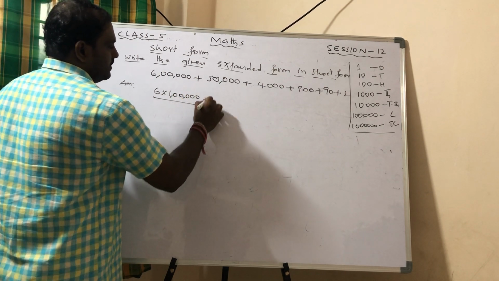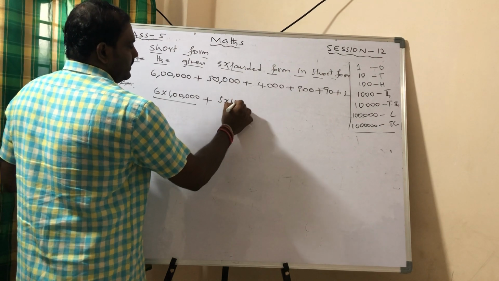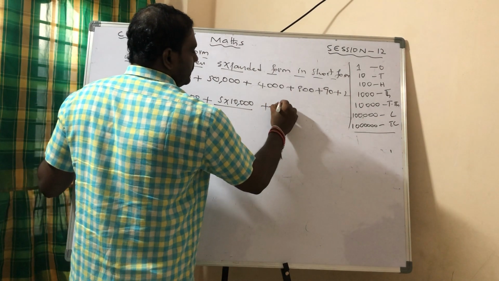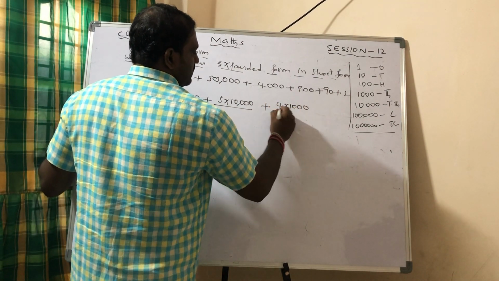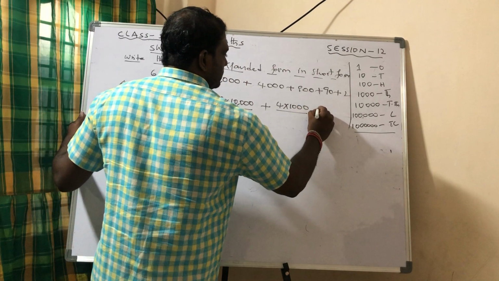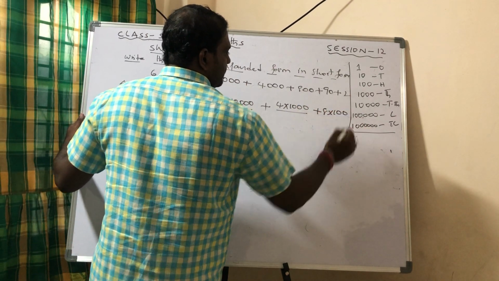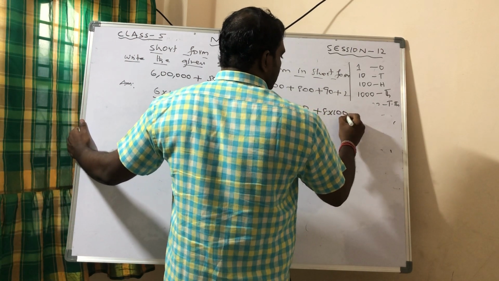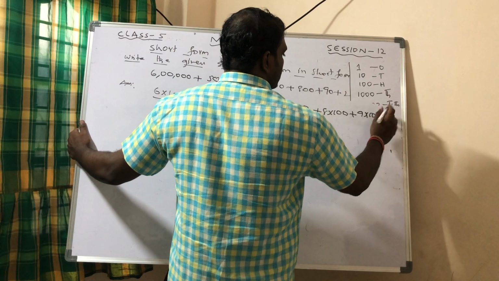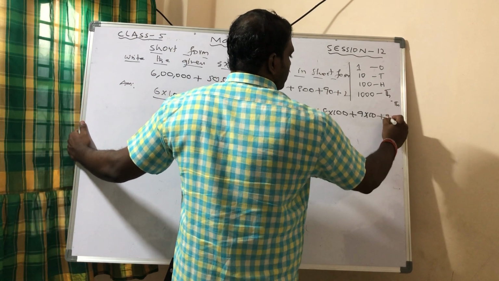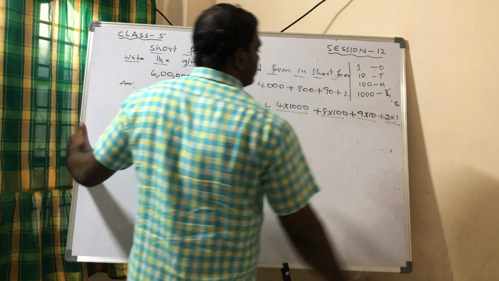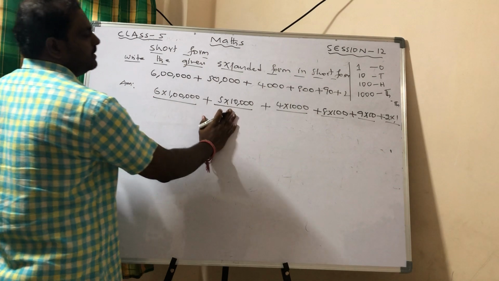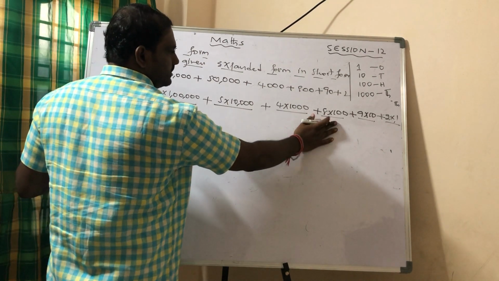Underline it. Plus this can be written as 5 into 10,000. Plus 4 into 1,000. Plus 8 into 100. I'm rubbing this; I think this is not necessary for us. Plus 9 into 10. Plus 2 into 1. No need to confuse. So 6 into 1 lakh, 5 into 10,000, 4 into 1,000, 8 into 100, 9 into 10.